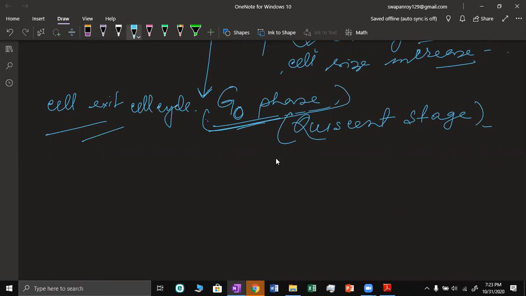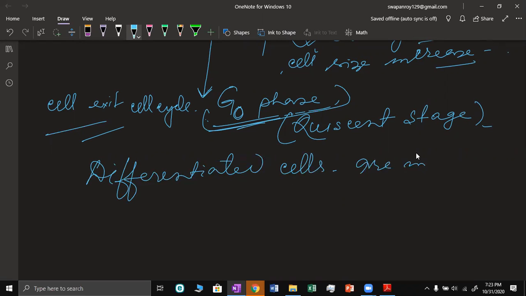So all the cells which are mature and differentiated cells are in G0 stage. Okay, or all the permanent tissues are in the G0 stage.